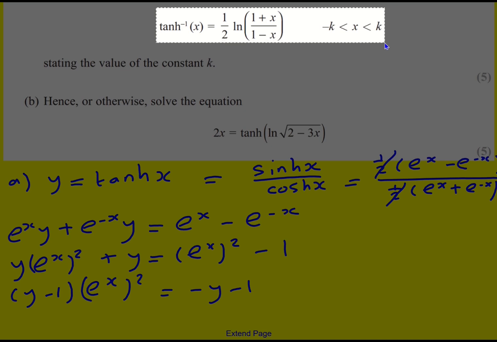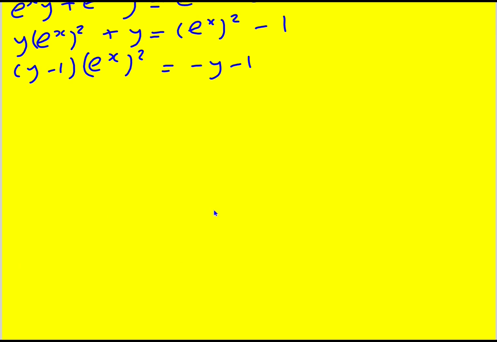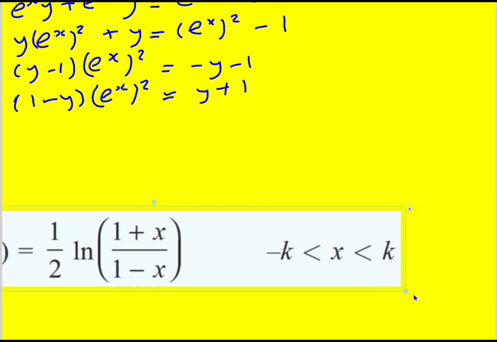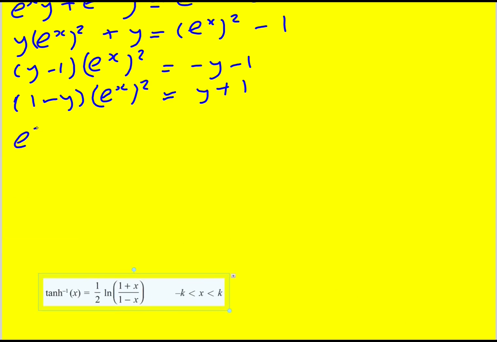Just going to bring this down because I'm running out of space. Right, now actually it makes sense to times through by minus 1. Let's make it 1 minus y times e to the x squared equals y plus 1. So then e to the x squared equals, actually, sorry, 1 plus y over 1 minus y.